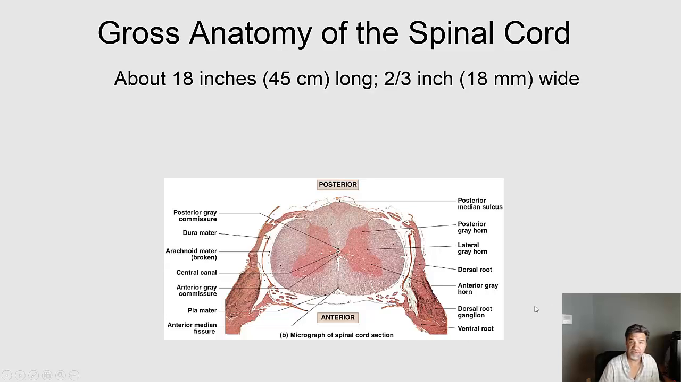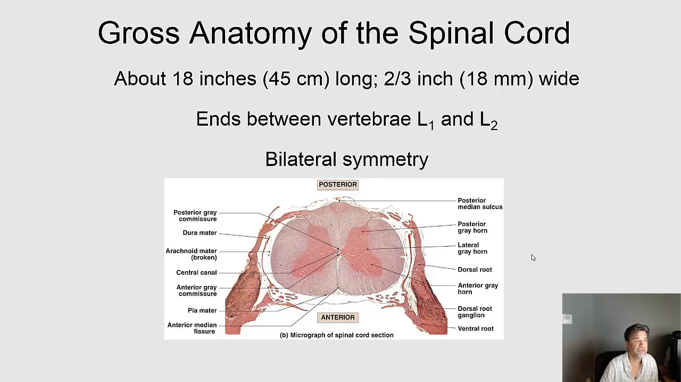The spinal cord is only around 18 inches. I know it must seem like it's a little longer than that, but truly that's all it is. It's not very wide. It ends in between the vertebrae known as lumbar 1 and 2 for most people. This is where it ceases, and it does exhibit what's called bilateral symmetry. And this is the idea that there are similar components on both halves of the spinal cord.